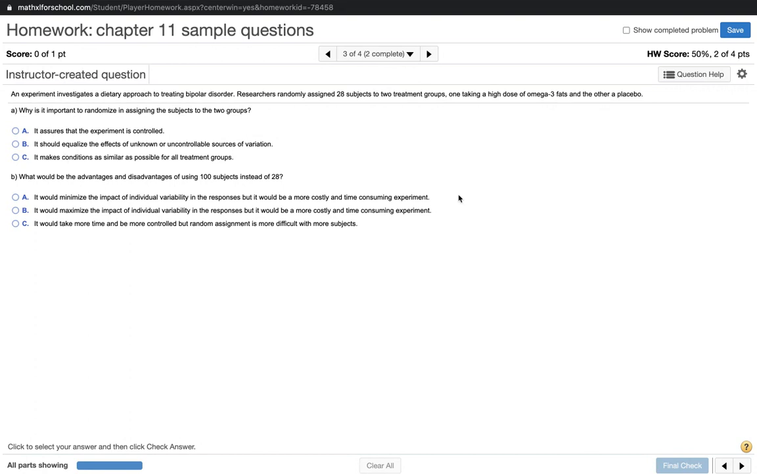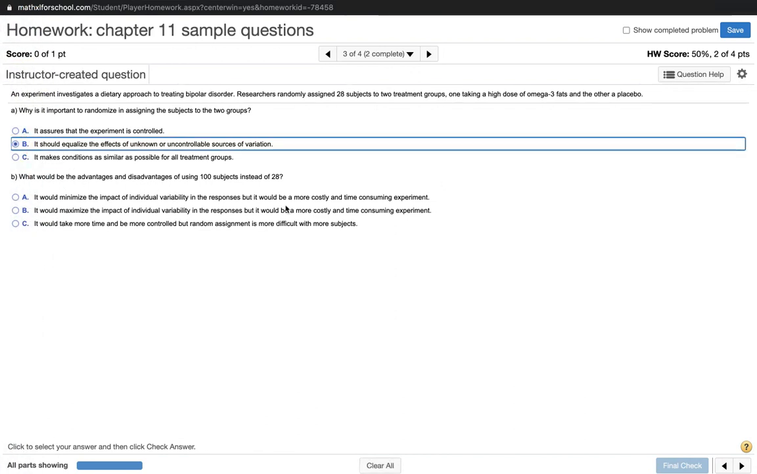Now, if we look at these three reasons, they all, at first glance, seem correct. But the important thing, and we talk about this a lot, is we want our results to be as unbiased as possible. So we want to eliminate, or in this case, equalize all potential sources of bias or variation. So really the most important one here is B. It should equalize the effects of unknown or uncontrollable sources of variation or bias.